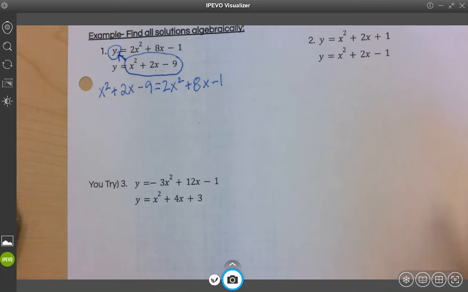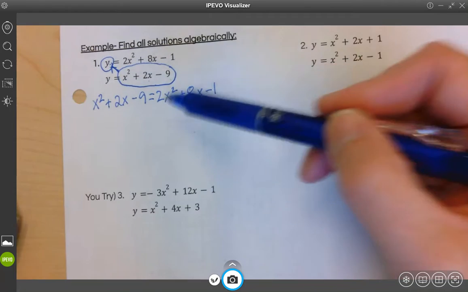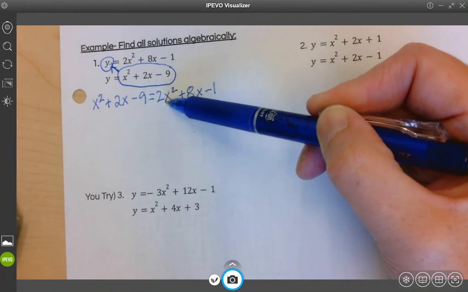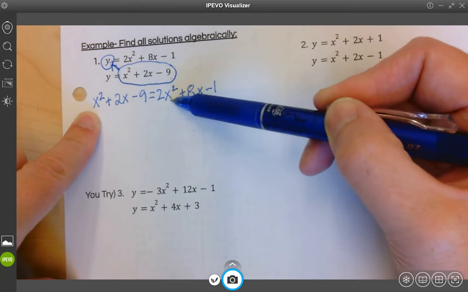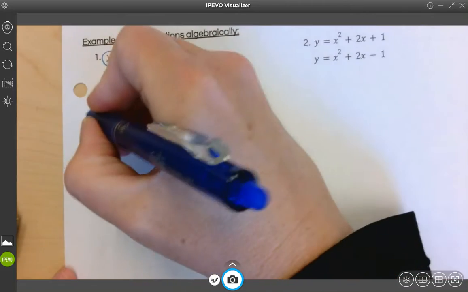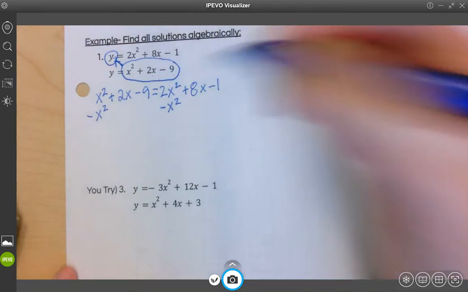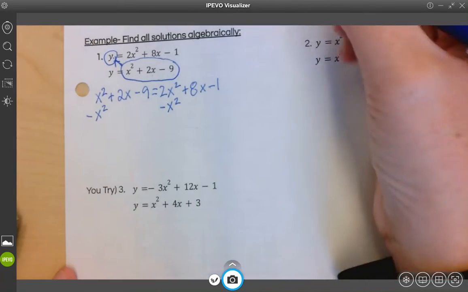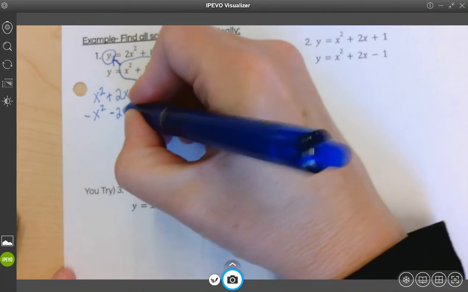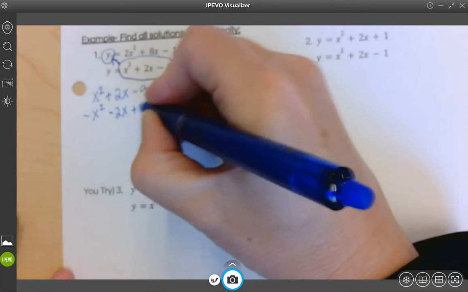Now I need to make one side 0, and thinking ahead, I want my x squared to be positive. So should I subtract x squared from both sides or subtract 2x squared from both sides? I'm going to subtract the x squared from both sides because I want to keep my x squared positive for the factoring. So minus the x squared there. So since I'm doing that, it's the left side that I'm going to make 0. So to make the left side 0, I'm going to also subtract 2x. And I'm going to add 9.